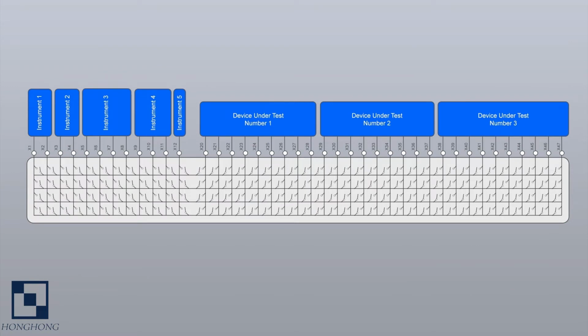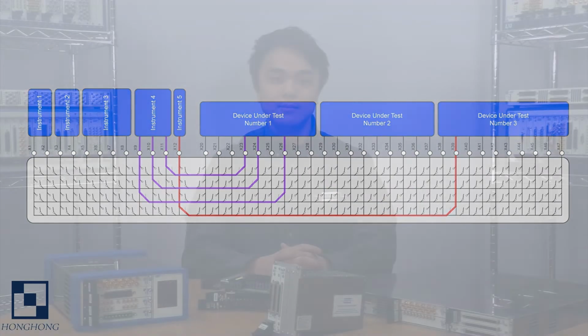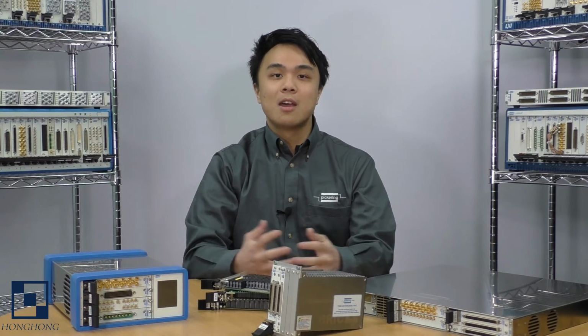A more efficient way is to connect instrumentation and the device under test to the matrix columns, and then share the rows for all the required interconnections. There are two main advantages to this approach. Firstly, you very likely require fewer rows, and so the matrix cost will be reduced. And secondly, each interconnection requires two relays to be operated, and so there is less chance of potentially damaging connections being made.